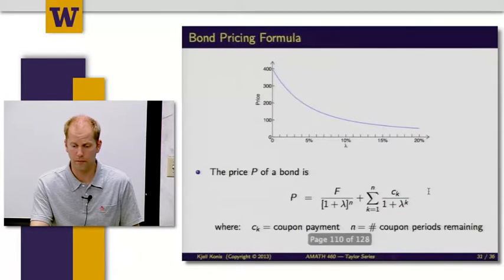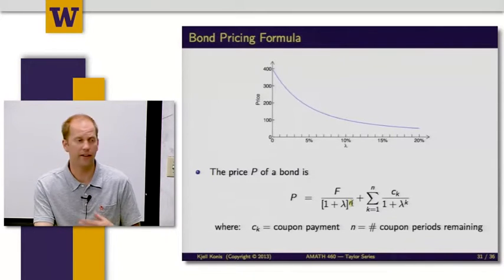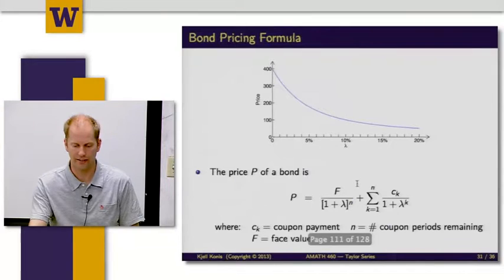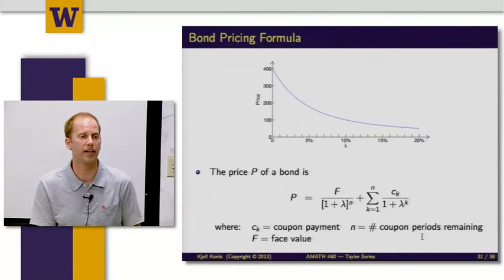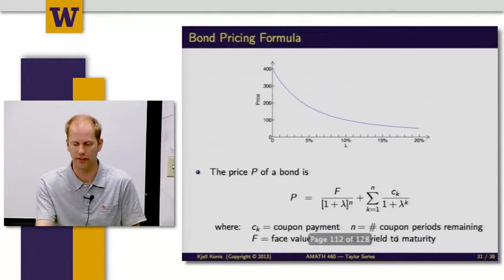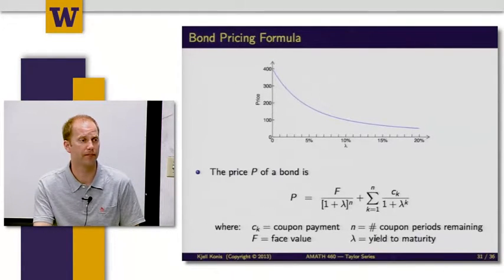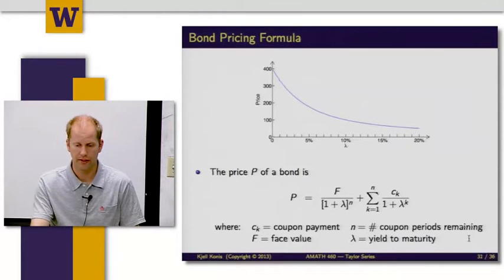So I have coupon payment, number of periods remaining. So n is just how many more periods I have to wait before I get my money back. F is the face value, so that's what I get. Usually it's how much I've sold the bond for, and then I just get my money back, but at some time in the future. And then lambda, you can think of this as the interest rate, but for a bond, it's called yield to maturity.